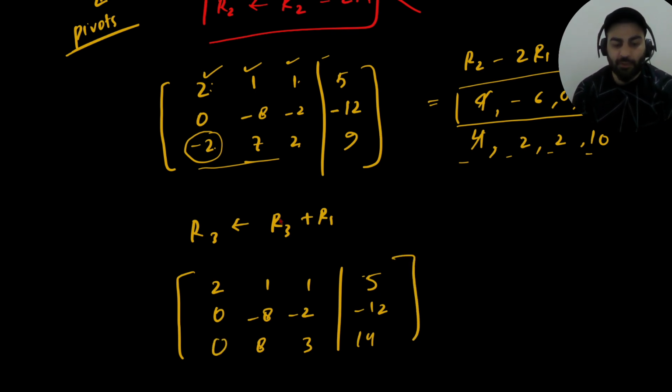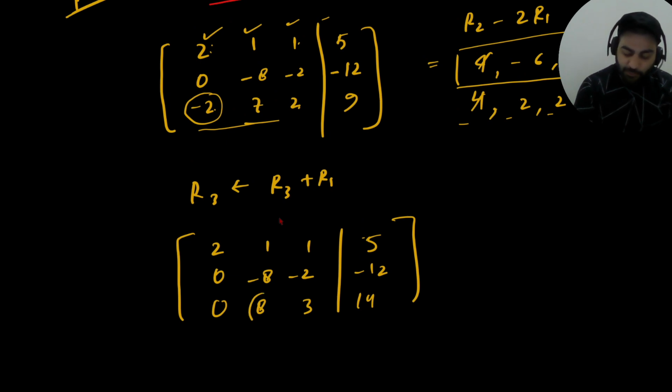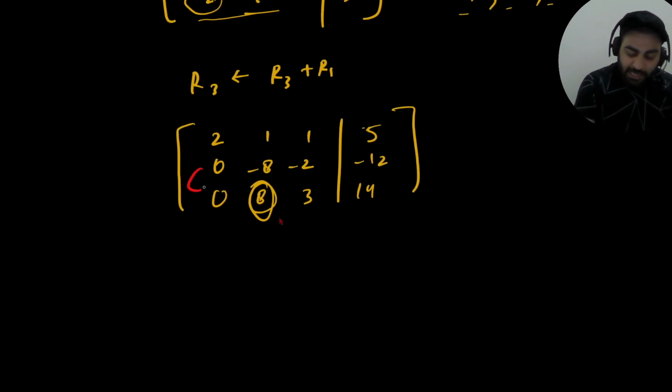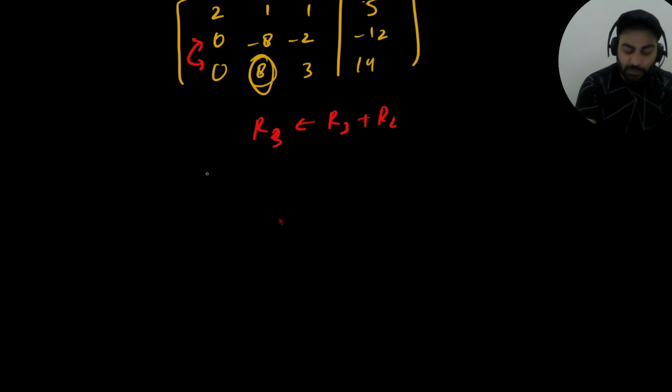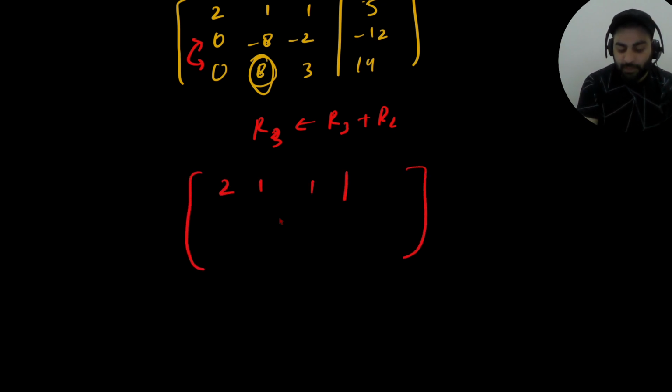So the last step is that I want to get this 8 also as 0. I want to make this again a pivot. I want to make this 0. So how to make this 0? I can just add these two things together. So I can write R3 as R3 plus R2. If I do that, the matrix will become 2, 1, 1, and 5 will be right there, and then we'll have 0, minus 8, minus 2.